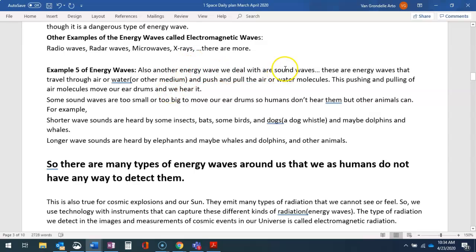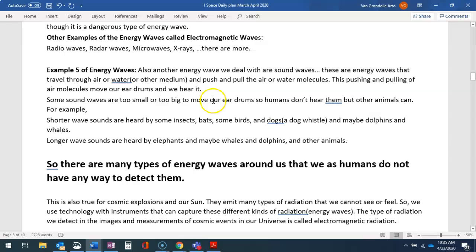is sound waves. Okay, so they travel. These are energy waves. They travel through air, and they push and pull the air, or water. You can even hear sound underwater. Whales do, dolphins do. This pushing and pulling of air molecules moves our eardrums, and we hear it. So we call that sound.